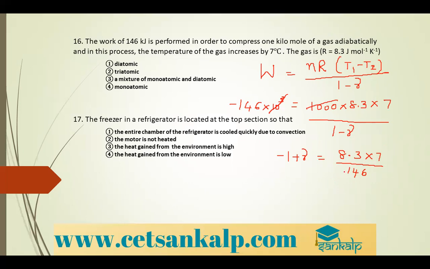So I think here you'll be getting it as 0.39. So gamma is equal to plus 1, that is 1.39. So 1.39, approximately, it is close to 1.4, so it is diatomic.